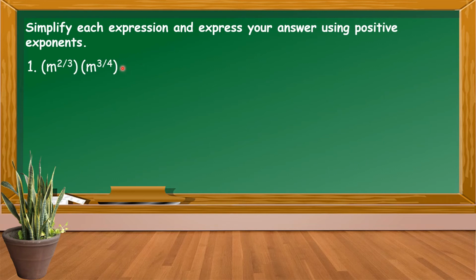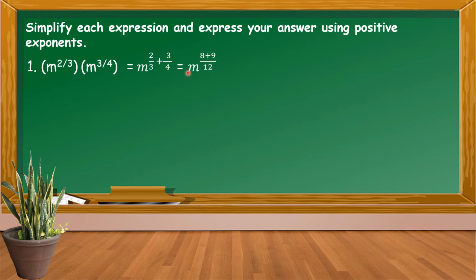So we observe in this example the product rule, wherein we are going to add the exponents. But our exponents are dissimilar fractions, so we need to find the LCD of 2/3 and 3/4. So we have 2/3 plus 3/4 equals, our LCD is 12. And 12 divided by 3 is 4. 4 times 2 is 8. So that's why we have 8 here.